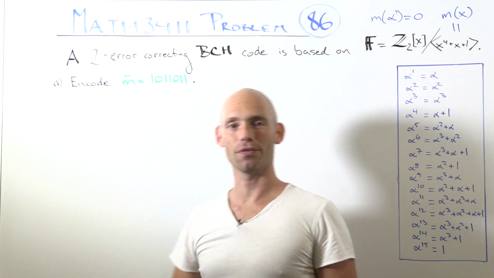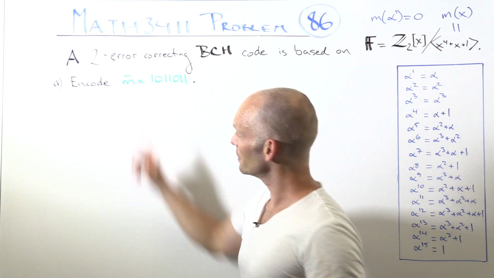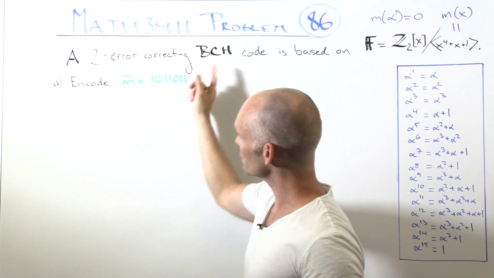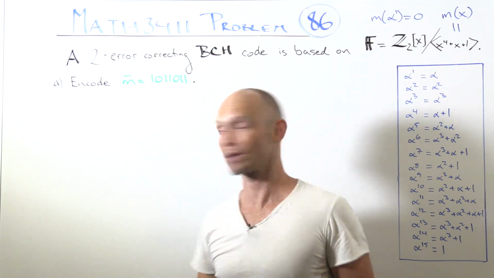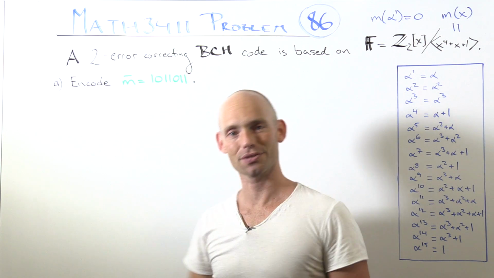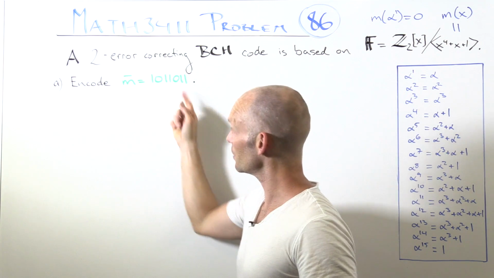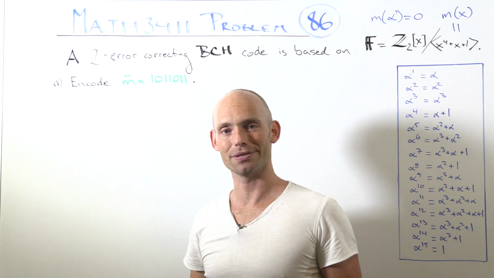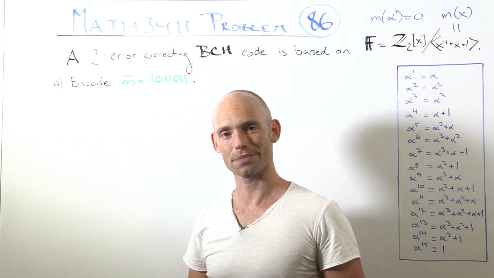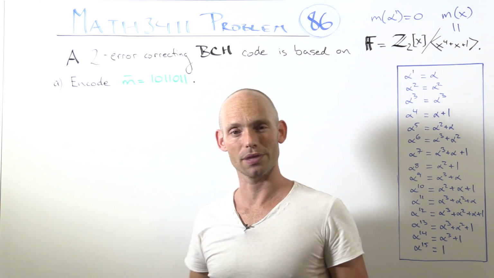I'd like to go through a solution to problem number 86 from the course 3411. This problem is about BCH codes, and in particular we'll be looking at a two-error correcting BCH code and encoding a message, and we'll also be decoding a received message. So that's what we have to do.